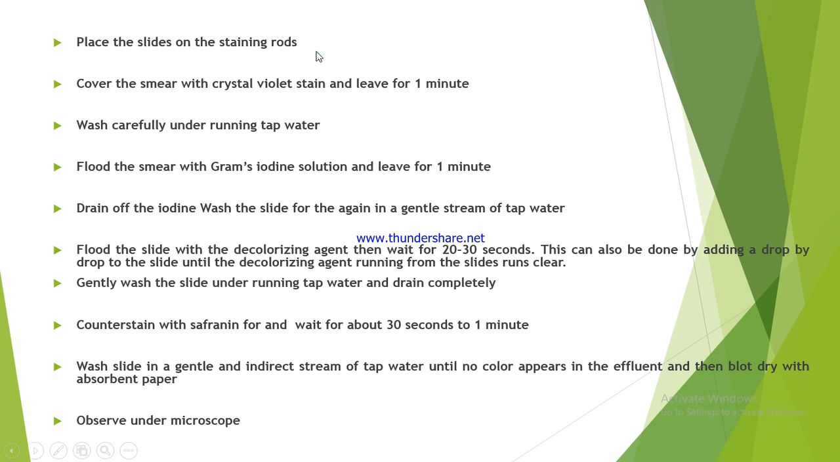One thing I have told you is that you have to use a different dropper for adding each chemical on the glass slide. Never use a single dropper for all the chemicals, especially in the case of decolorizer, because the main purpose of decolorizer is to wash away all the chemical from the cell wall of that particular bacteria.